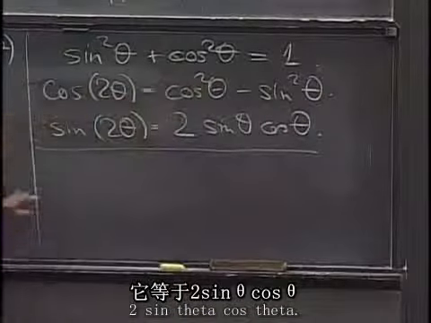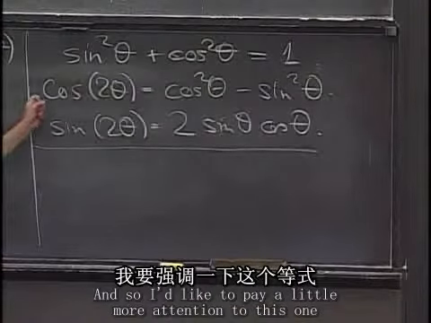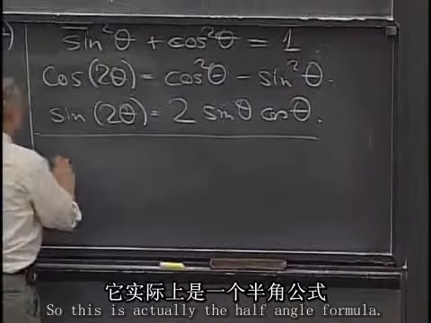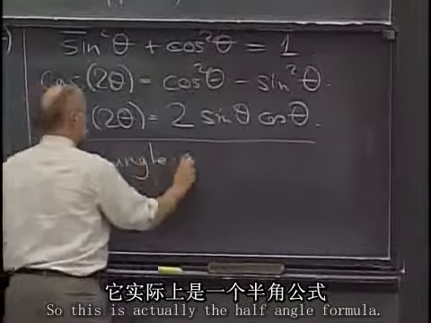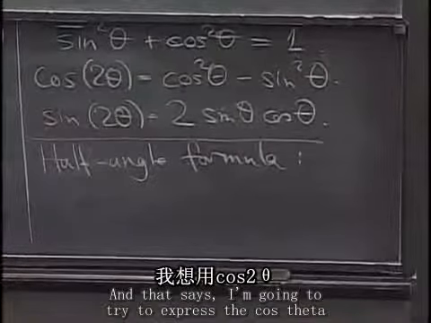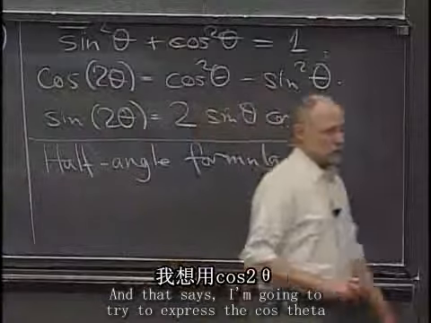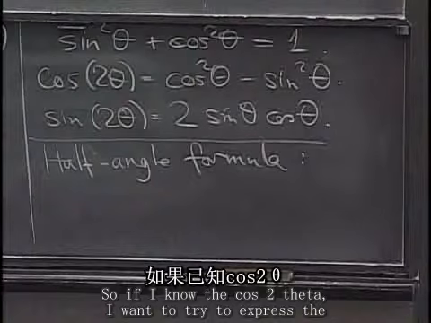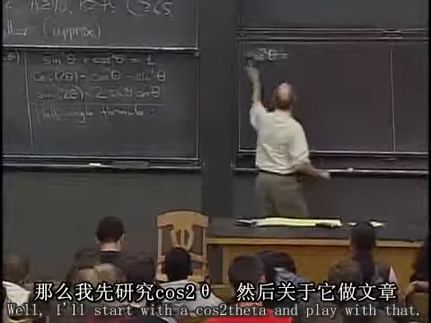Now, I'm going to use these trig identities in a slightly different way, and so I'd like to pay a little more attention to this one and get a different way of writing it out. So this is actually the half angle formula. I'm going to try to express the cosine of theta in terms of the cosine of 2 theta. So if I know the cosine of 2 theta, I want to express the cosine of theta in terms of it. Well, I'll start with the cosine of 2 theta and play with that.